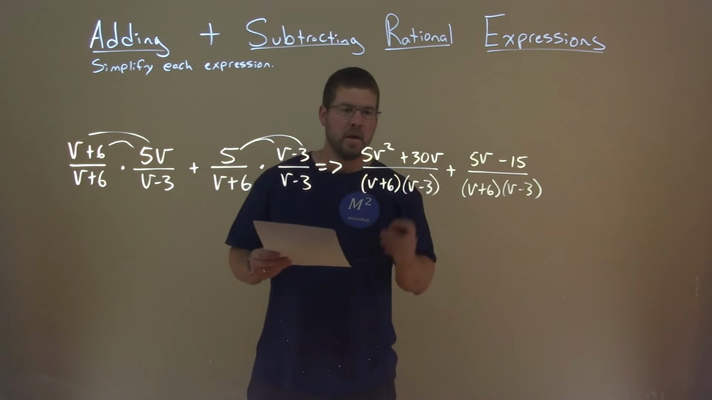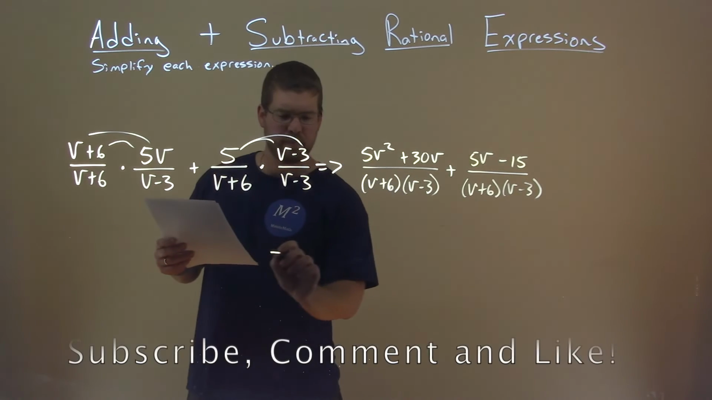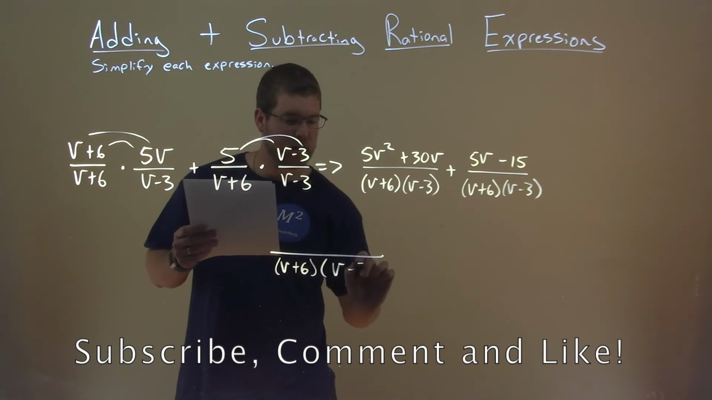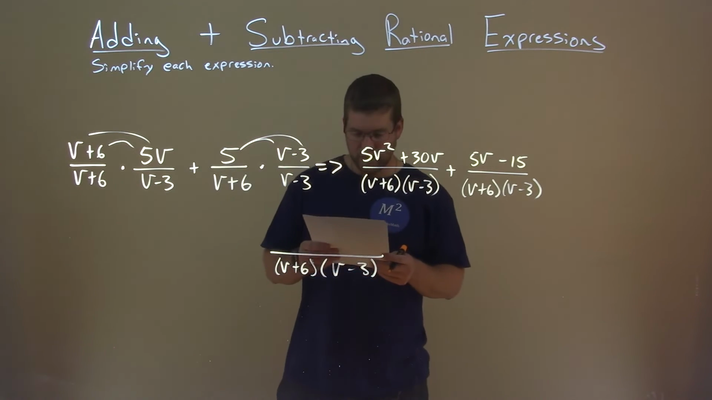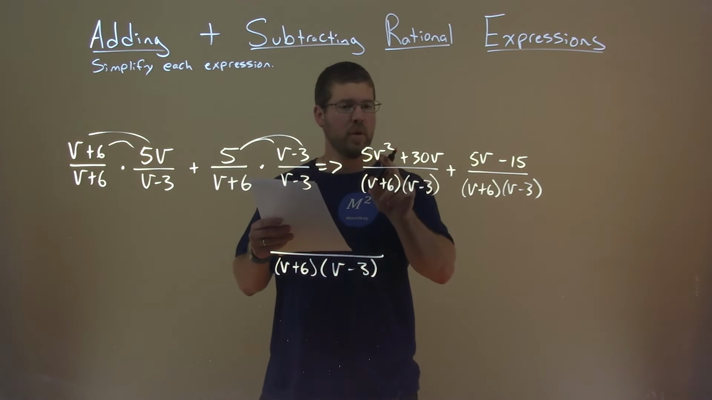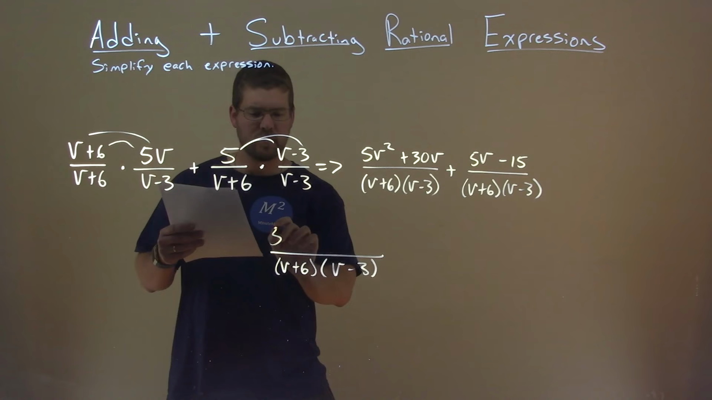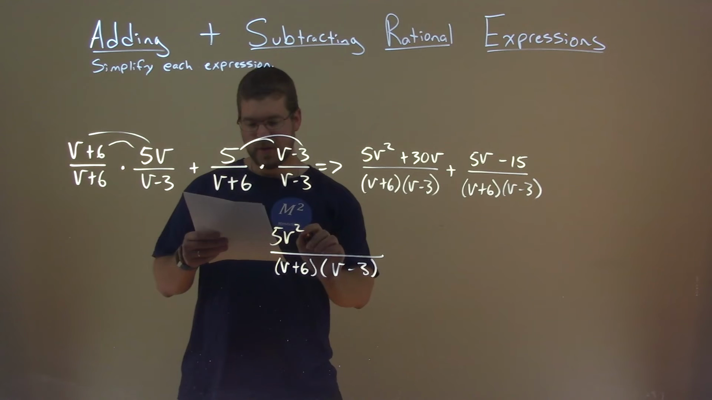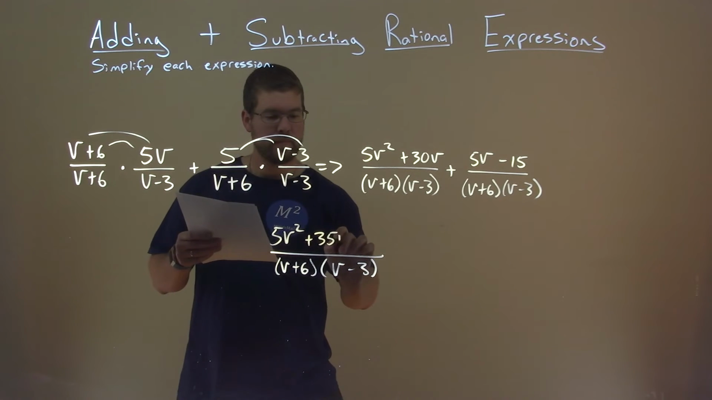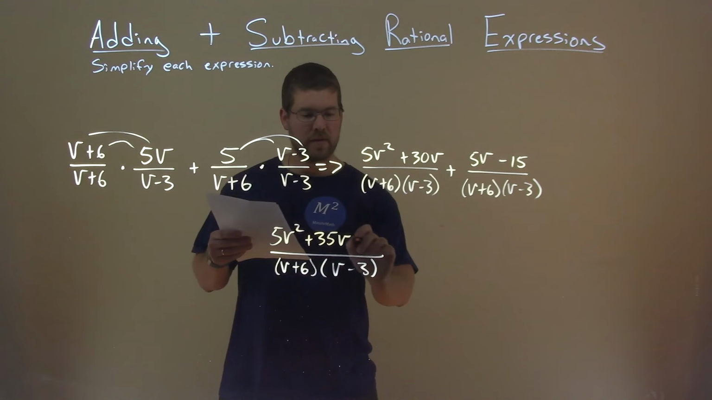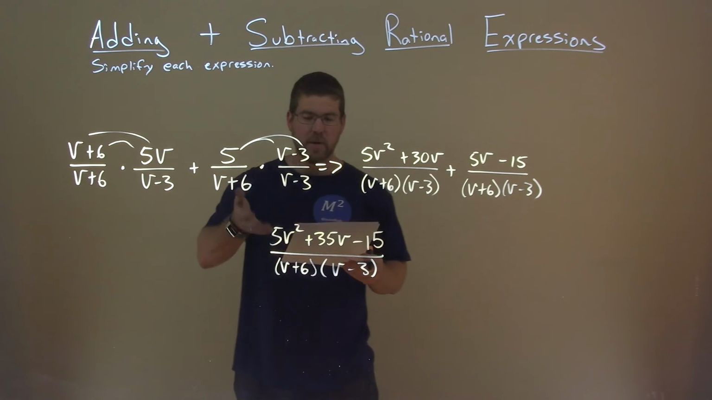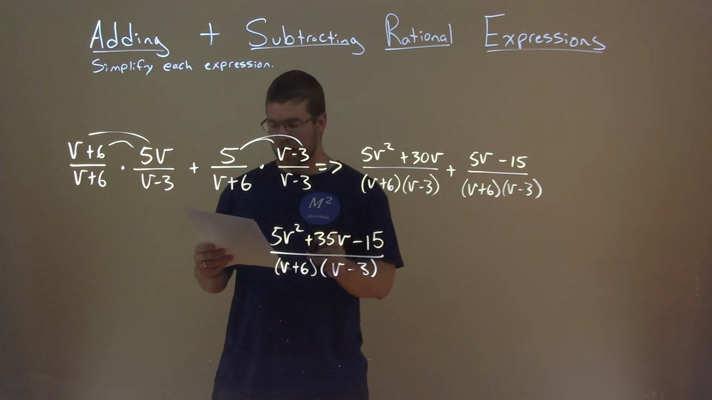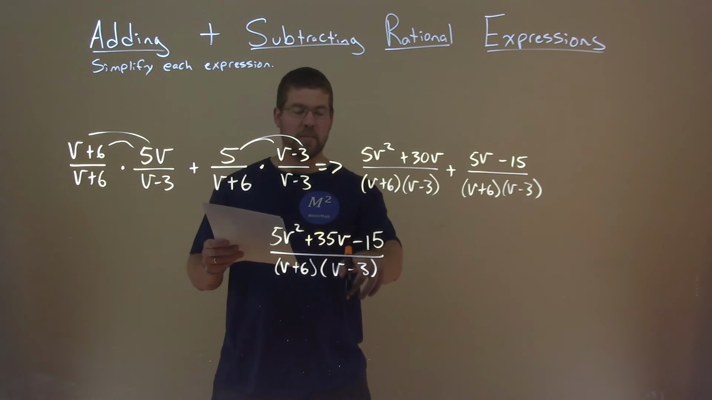Okay. Well, now we have the same denominator. So we can combine this under one big fraction, v plus 6 here, times v minus 3. So let's add our like terms in the numerator. Well, there's nothing else with a v squared, so 5v squared just stays there. 30v and a 5v come out to be a 35v. And lastly, minus 15 is by itself. And so there we have our final answer. 5v squared plus 35v minus 15 divided by v plus 6 times v minus 3.